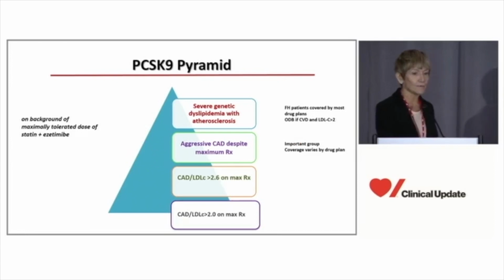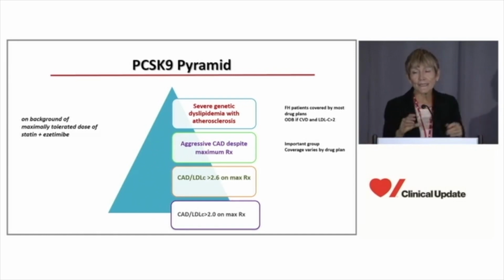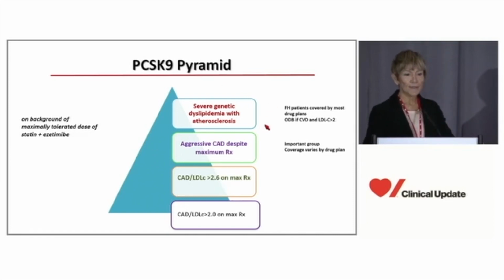Really very exciting results. So PCSK9 inhibitors, a lot of it is getting covered for the patient. These drugs are expensive, but they're becoming less expensive very quickly. Obviously, patients with severe genetic dyslipidemia with atherosclerosis, so FH patients, are covered by most drug plans. ODB will cover them if they also have cardiovascular disease and an LDL above 2 on statin therapy. I think patients with aggressive CAD, despite maximum treatment, are an important group that should be treated. Coverage, of course, varies by the drug plan.